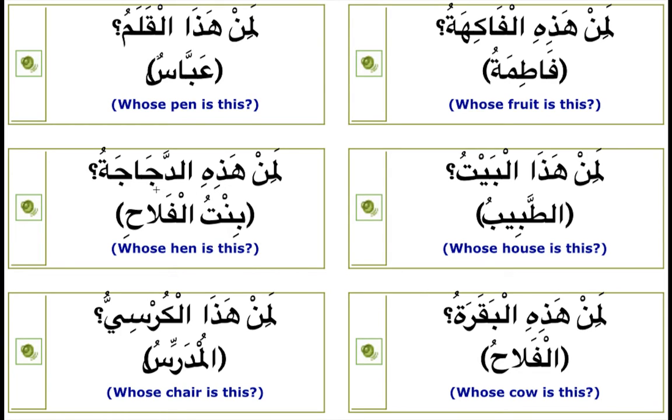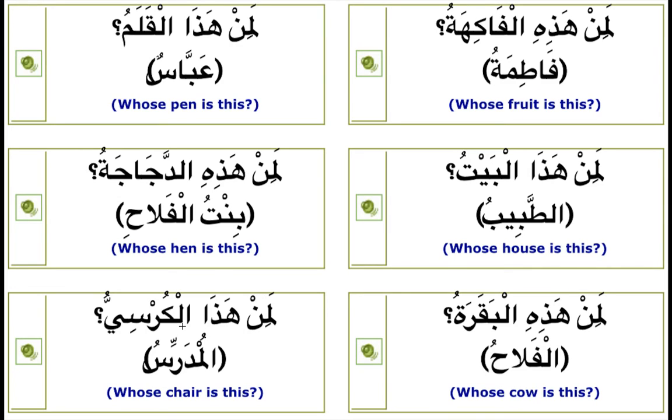So liman hadihi dajajatu. To whom does this chicken or hen belong? We say bintul fallah. So mudaf ilayhi. That is the khabar. So we need to bring mubtada inshallah. So hadihi dajajatu, this hen belongs to. So we need to put li. Li binti. Bintu becomes binti. Li bintil fallahi. Fallahi will remain the same. Hadihi dajajatu li bintil fallahi.